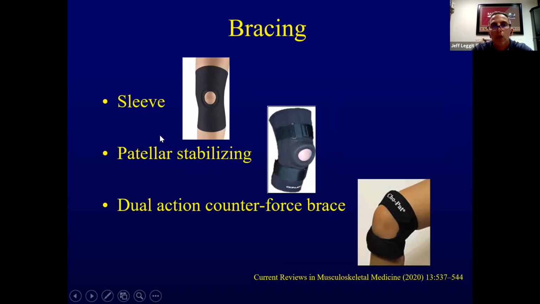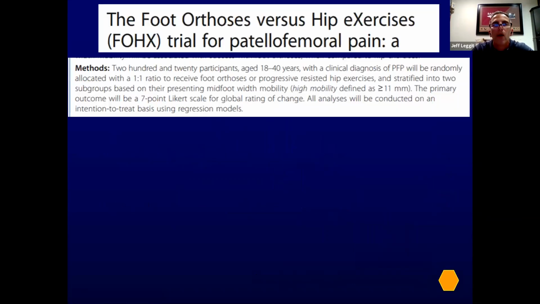And what brace do you do? A little bit of trial and error. I actually prefer the Chopat, but again, that's not super evidence-based, but it's certainly worth a try. And as long as you're doing the rehab, I personally don't have a problem with that at all.